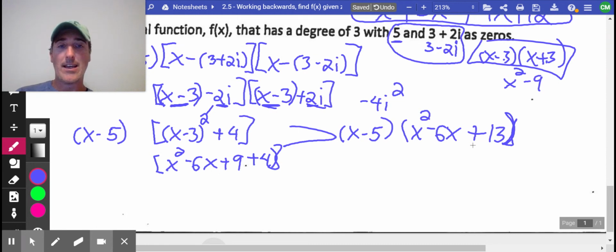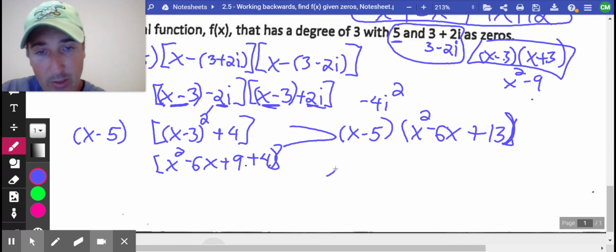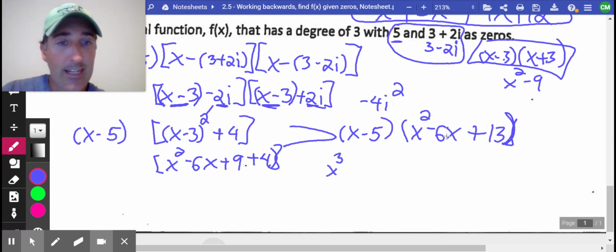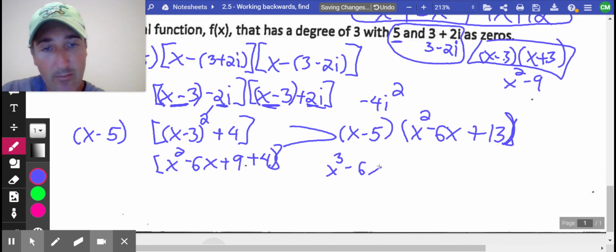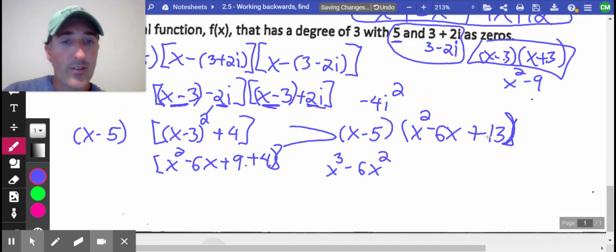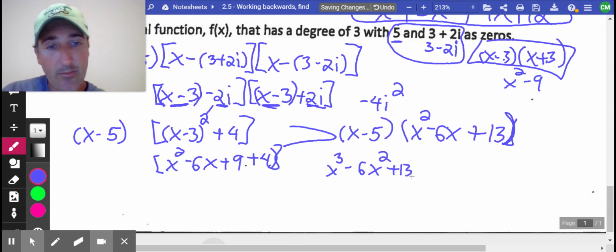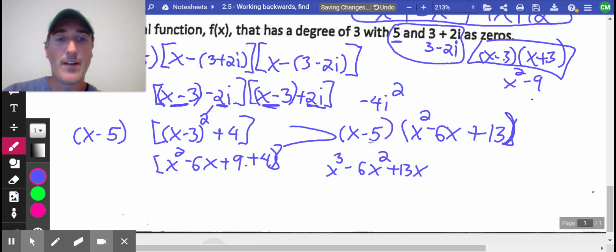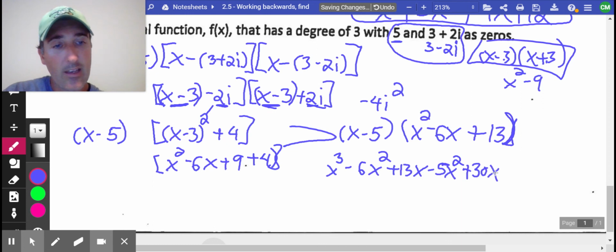This is the hardest part. Then it's just a matter of distributing x to this quadratic and negative 5 to this quadratic. So let's just finish it up. x times x squared is x cubed. x times negative 6x is negative 6x squared. x times 13 is positive 13x. Then we distribute negative 5. Negative 5 times x squared is negative 5x squared. Negative 5 times negative 6x is plus 30x, and then negative 5 times 13 is negative 65.